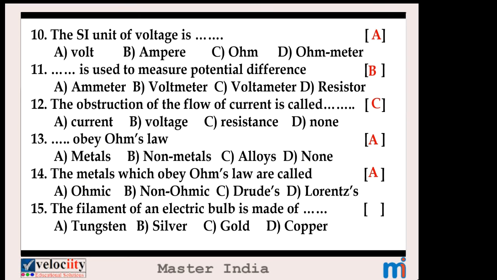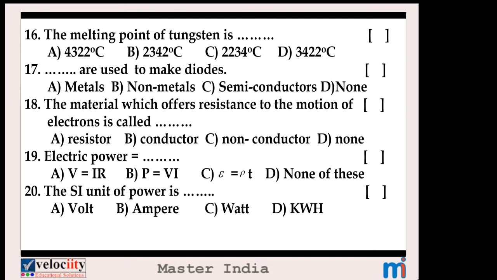15. The filament of an electric bulb is made of A, tungsten. B, silver. C, gold. D, copper. Answer is option A, tungsten. The filament of an electric bulb is made up of tungsten.